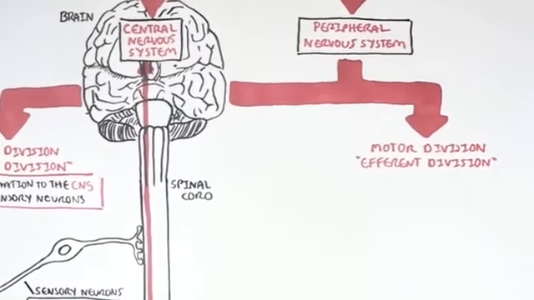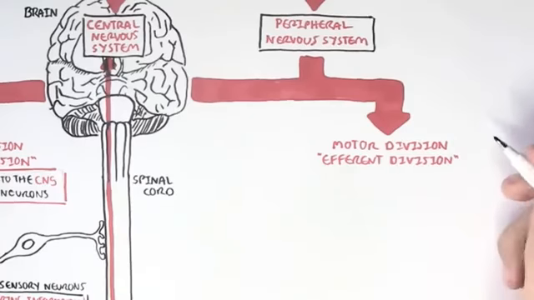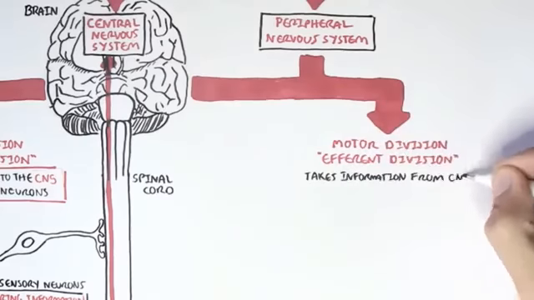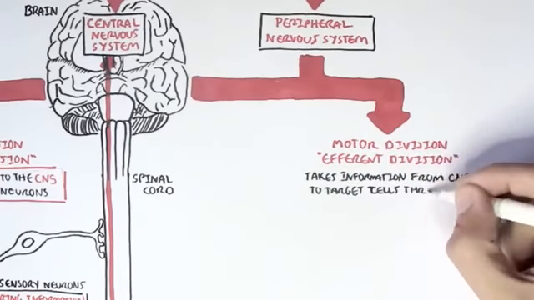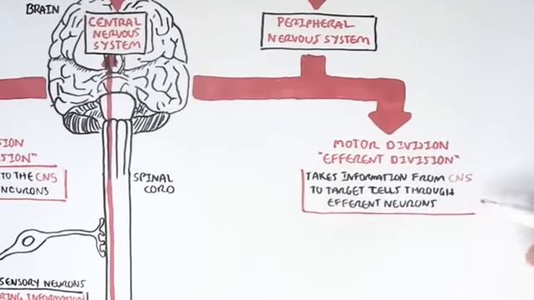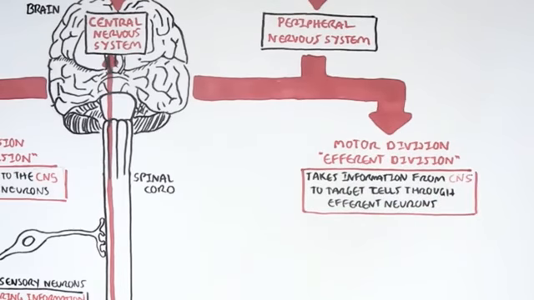The actual response is part of the motor division, or the efferent division, of the peripheral nervous system. This is where it takes the information, the signal, from the central nervous system, so from the brain or spinal cord, and sends it to a target cell through efferent neurons. The signals being sent from the central nervous system to the target cell can be voluntary, meaning that it is consciously controlled, or it can be involuntary, which means that it is without our control. An example of an involuntary response is our heart, because we have no control over our heartbeat. It always has to beat.